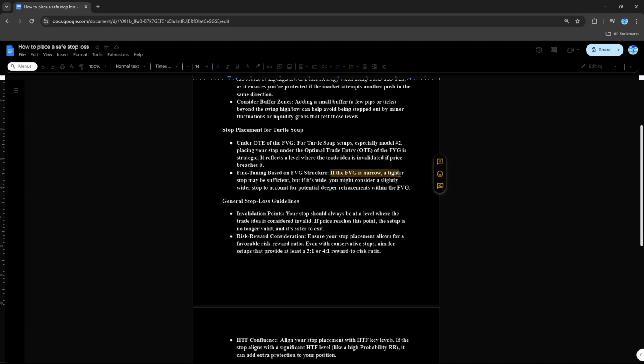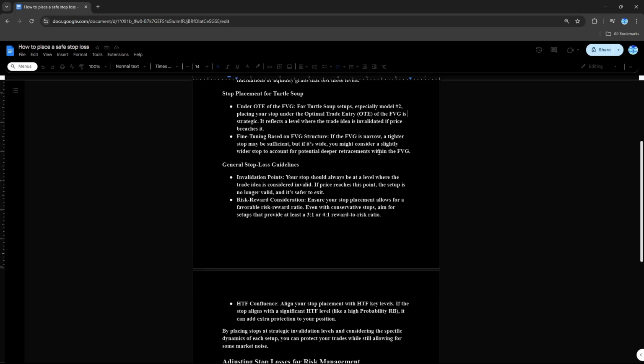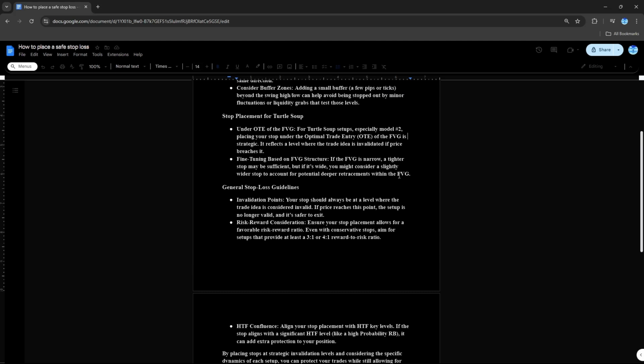Also, if the FVG is narrow, a tighter stop loss may be sufficient. If it's wide, you might consider a slightly wider stop to account for potential deeper retracements into the FVG, or wait, like you guys saw for longing, and just wait for us to accumulate and either manipulate down one more leg, or continue running higher, or just accumulate and then SMT, or do whatever.